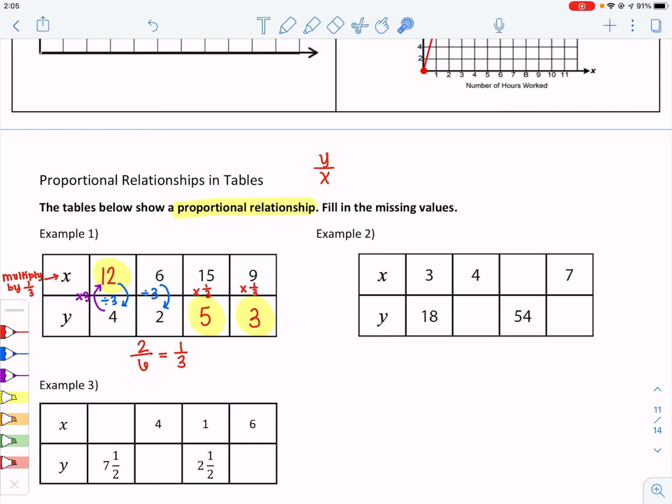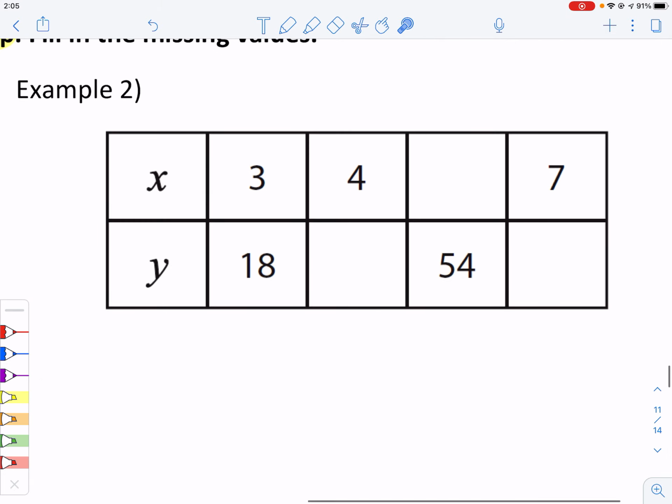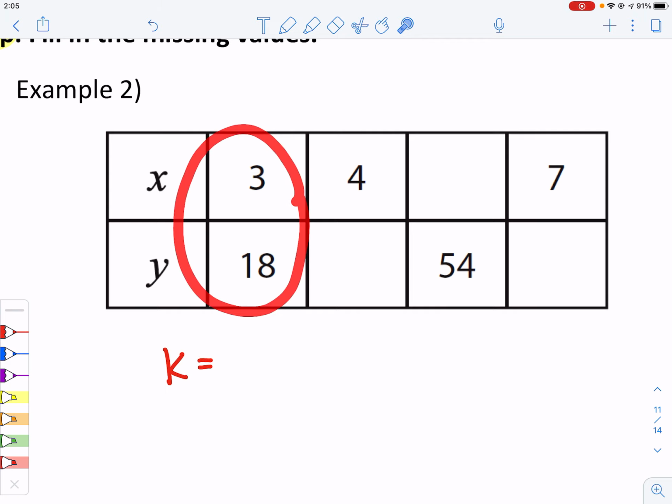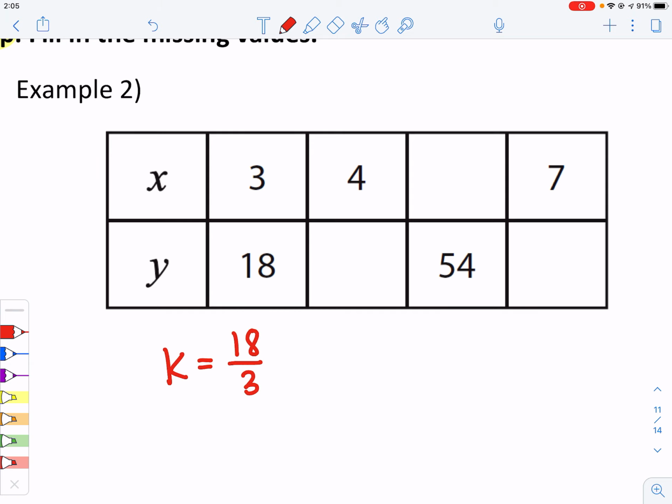All right, let's try another one. So let's take a look at number 2. And again, I'm going to figure these out by finding the constant of proportionality. So I'm going to take the only data values that I have 2 of. Here it's the 3 and the 18. I can't use any of the other numbers because they're all missing something. So I'm going to write this as 18 over 3. So I know my constant of proportionality is 6.